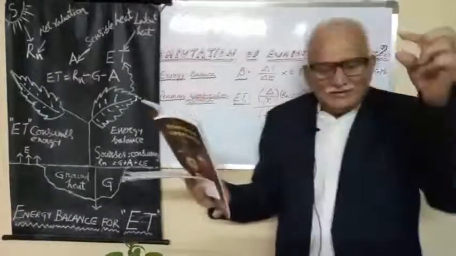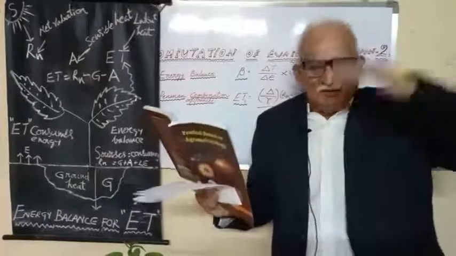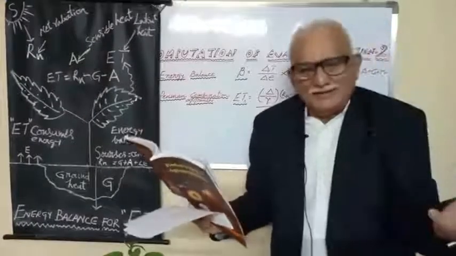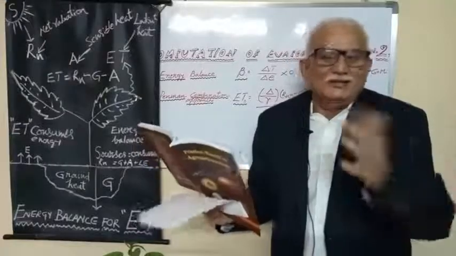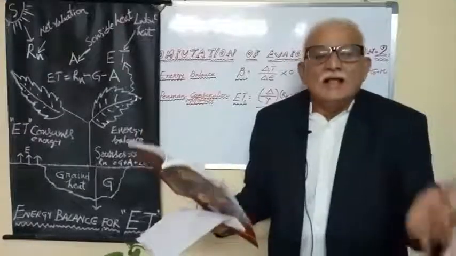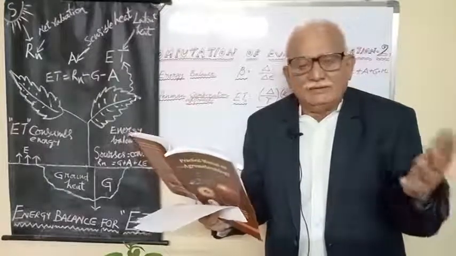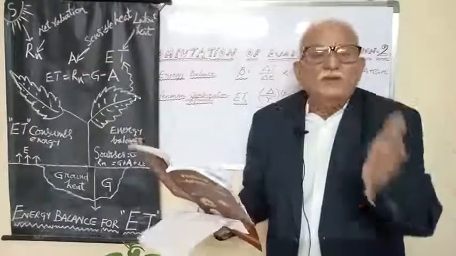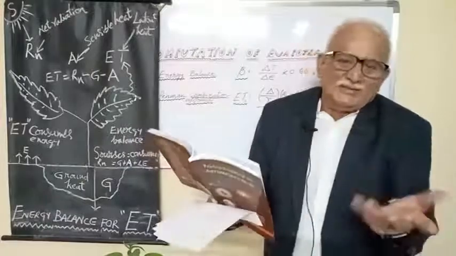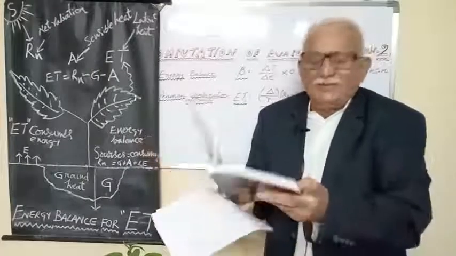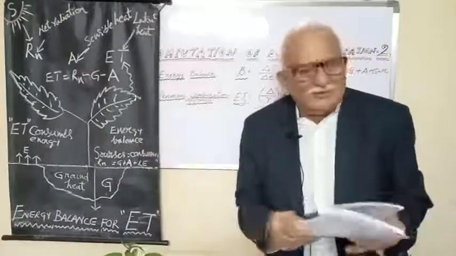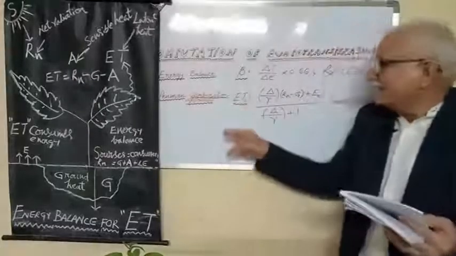We have installed all these instruments in a vertical way. We have measured the vertical fluxes, and finally delta T by delta e into the psychrometric constant, the Bowen's ratio, we got it. And the latent heat flux, LE, that is the latent heat of vaporization, is equal to Rn minus G by 1 plus Bowen's ratio. We got the energy utilized in the evapotranspiration using the Bowen's ratio technique. Now, what is the second technique?